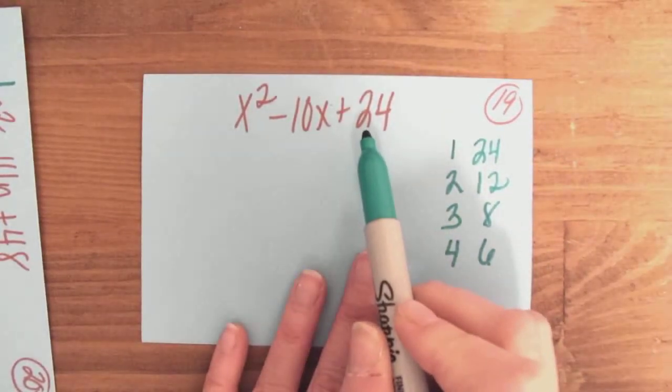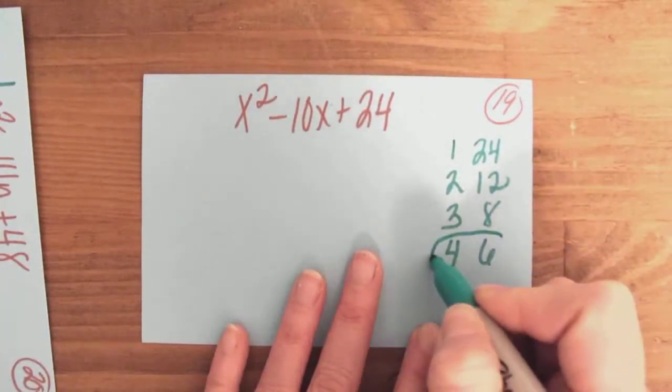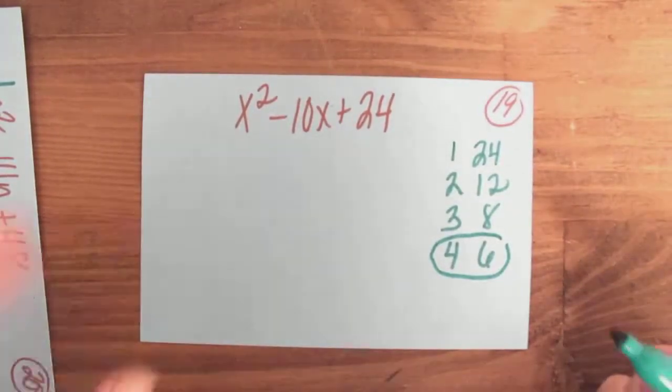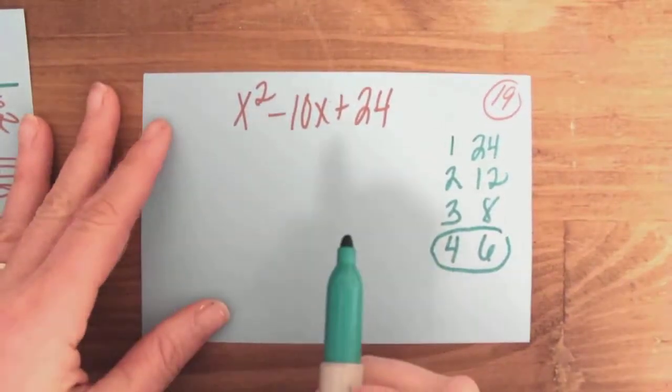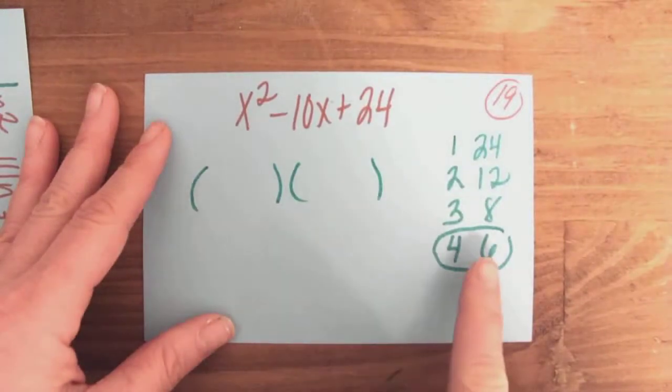Which ones multiplied together give you 24, but combined to give you a 10? I'm going to look here, and I say 10, but what I really want them to be is negative 10. So I need to be real careful with my signs.